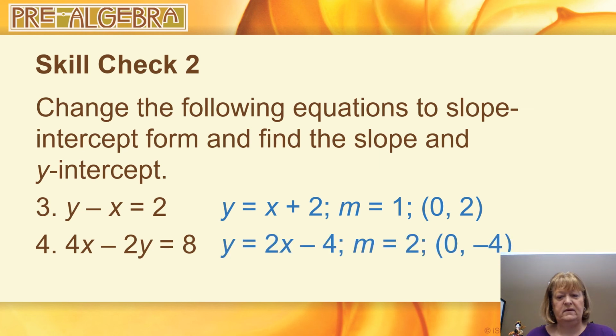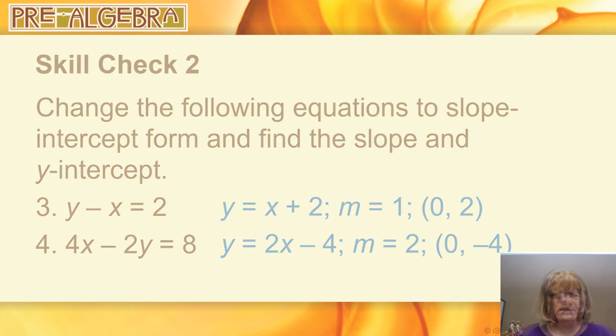What I'd like to see in your papers when you do work for me is to solve the equation for y. After you solve the equation for y, give me m equals, and under that, give me b equals. So in the case of number 3, you'd have m equals 1 under your final equation, and b equals 0, 2 in parentheses form. That's how you show me that you know what you're doing.